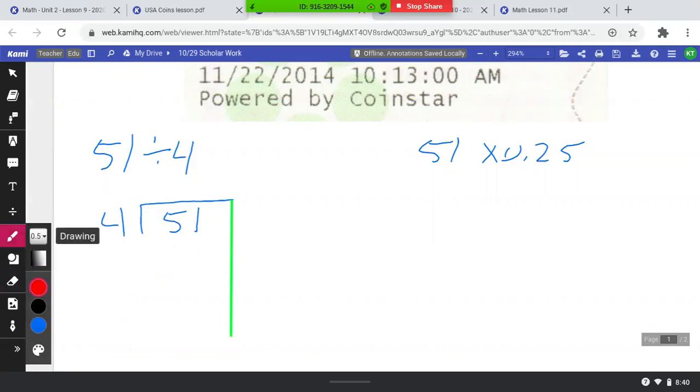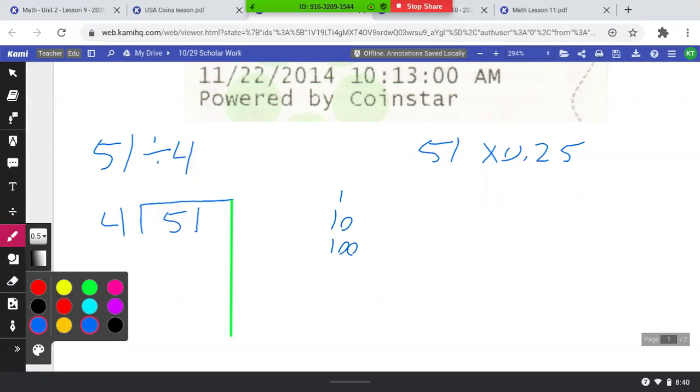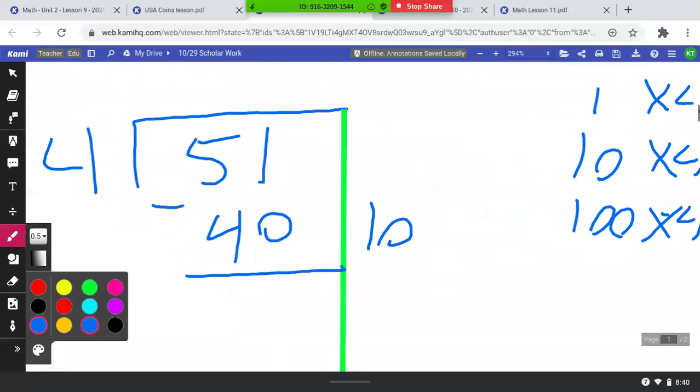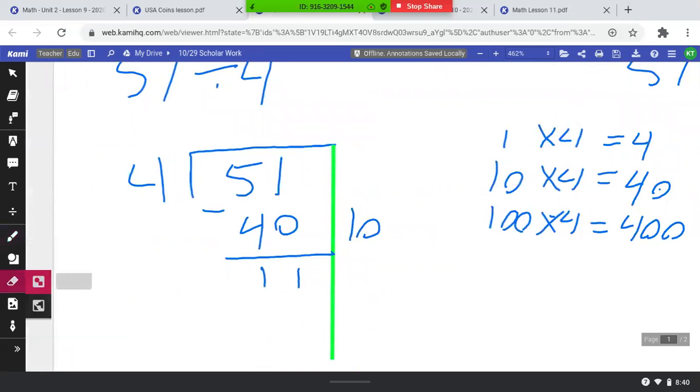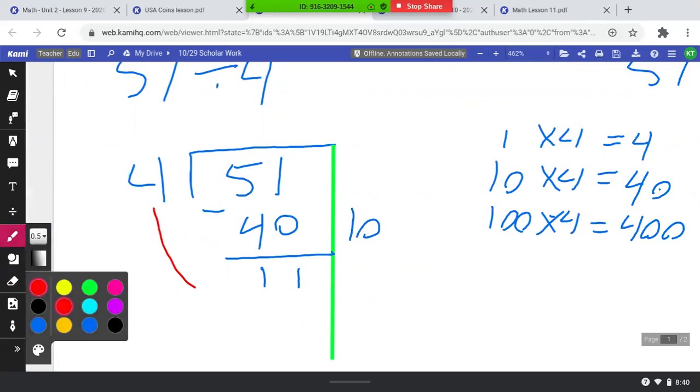Well, that could be a tough calculation. So I'm going to do friendly numbers. And the one that gets me the closest to 51 without going over would be 10. So I'm going to do 10 groups of 4, which is going to get me 40. I'm going to subtract those values, and I'm left with 11. Now I am asking myself, how many times does 4 go into 11? Well, I know 2 times 4 equals 8.